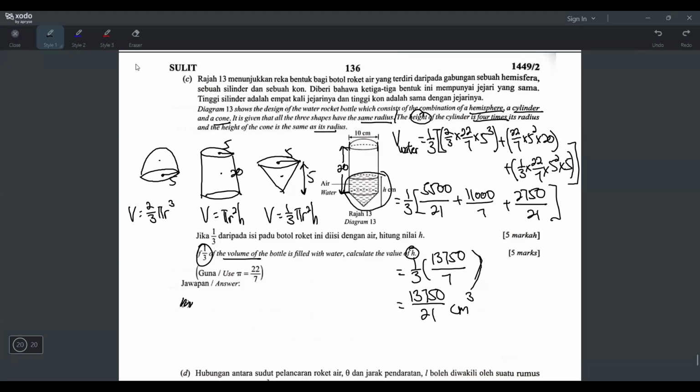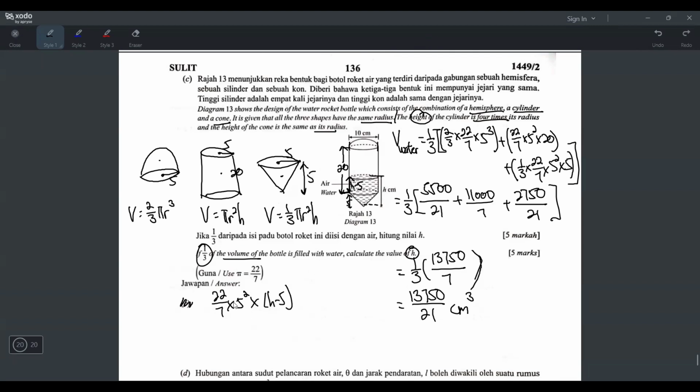Volume of cylinder will be pi r square h, but this time your radius is 5, but your height is not the same anymore. Your height is only from here to here. We already know this one is 5, because the height of the cone is 5, right? And from here to here, they say is h. So the height of the cylinder here must be h minus 5. It's okay if I don't have the h, because later I need to find the h, right?